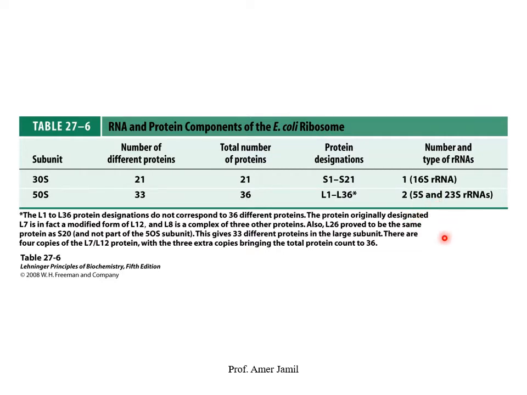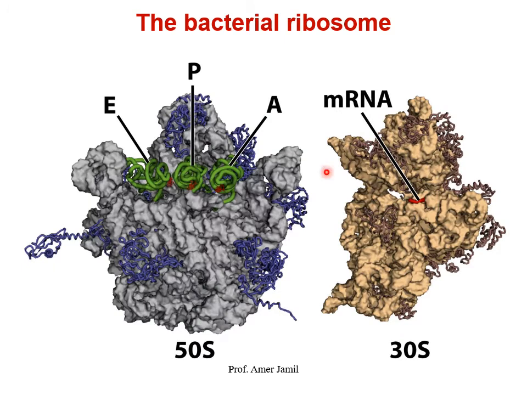I discussed in detail the synthesis of this ribosomal RNA, both in prokaryotes and eukaryotes. You can check that lecture if you want to. The bacterial ribosome contains three important sites: the E site for exit, the peptidyl site, and the aminoacyl site. So these are the three important sites in the bacterial ribosome. And this messenger RNA, you can see it is shown here. There is a certain sort of pocket inside the ribosome where this messenger RNA comes and starts the translation process.